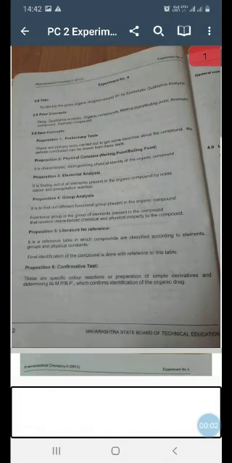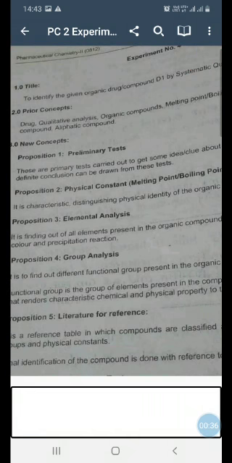Hello everyone. Under pharmaceutical chemistry 2 practicals, we were discussing experiment number 4 when we stopped last time. We were discussing the various steps which must be followed in sequential order for identification of a given organic compound. I am just revising that the first and foremost important step which you must follow once you get your compound is carrying out preliminary tests on the given compound.